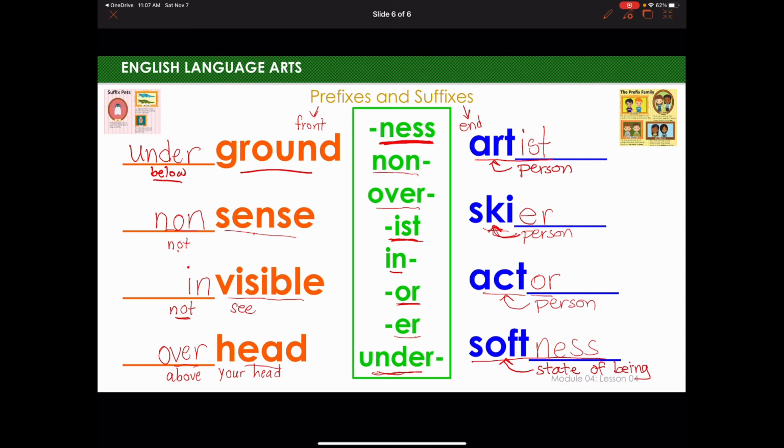So remember, if you come to a word that you don't know, you can break it down, see if there are any prefixes and suffixes in that word that can help you figure out the meaning of your new word.